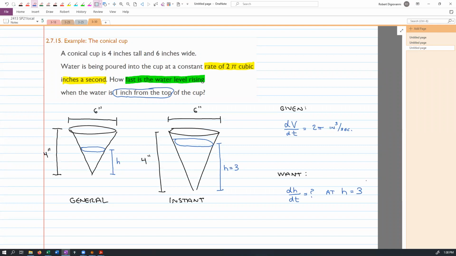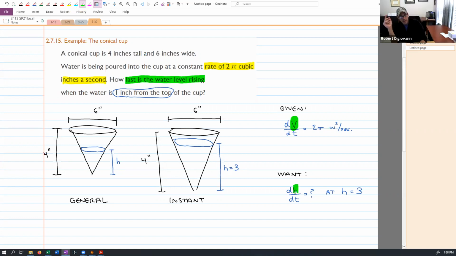Find an equation that relates what two variables, Emmanuel? I believe it's dV/dt and dH/dt. Yeah, so it's that variable and that variable. It's the V and the H we want to connect together.